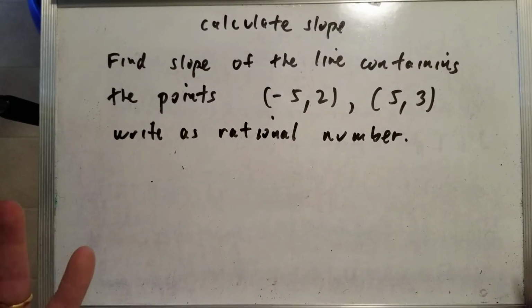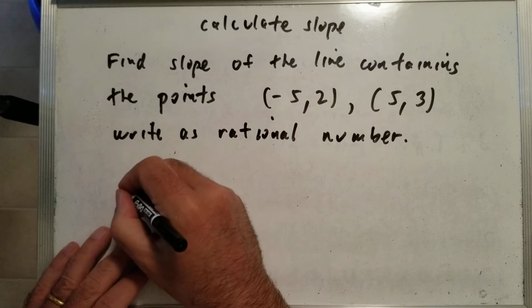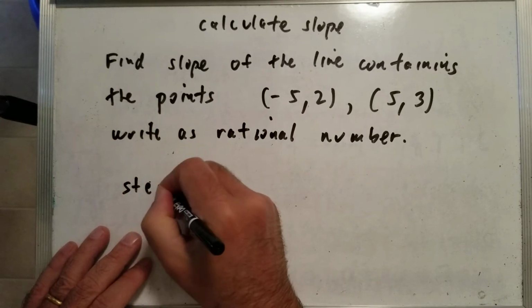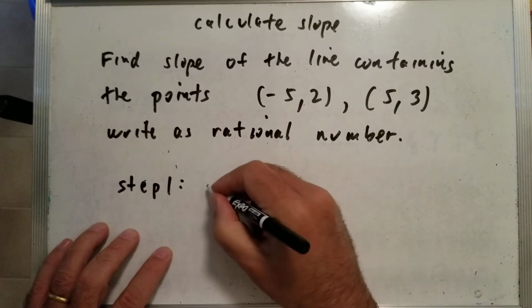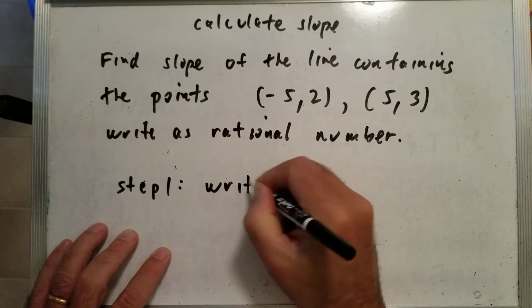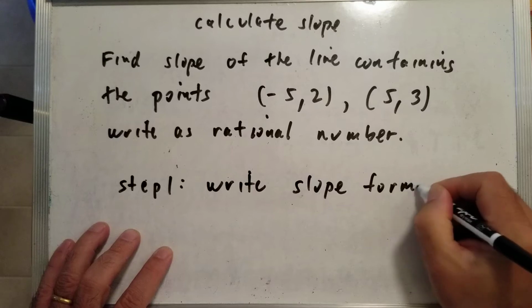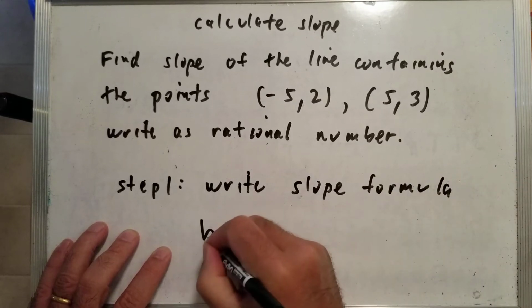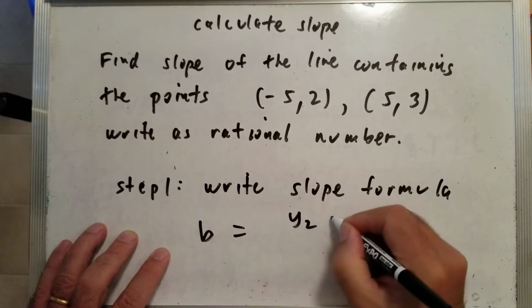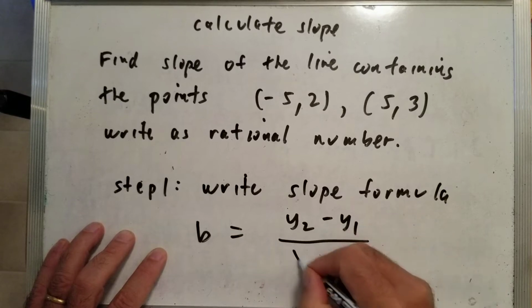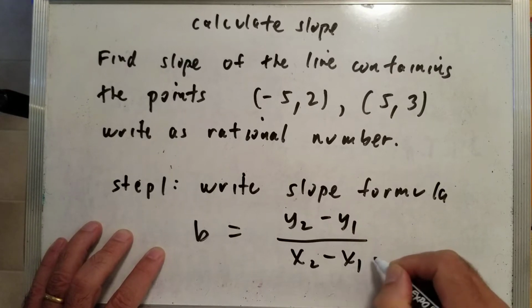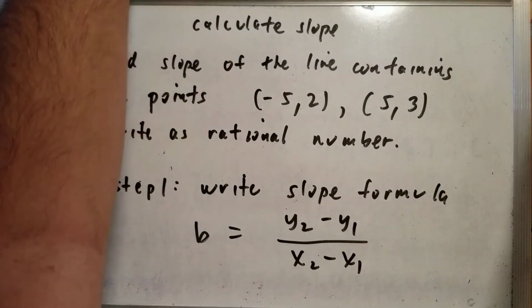Okay, so I'm going to do this in a couple of steps. So step 1, I'm going to write the slope formula, which is B for slope is y2 minus y1 over x2 minus x1. So that's my step 1.